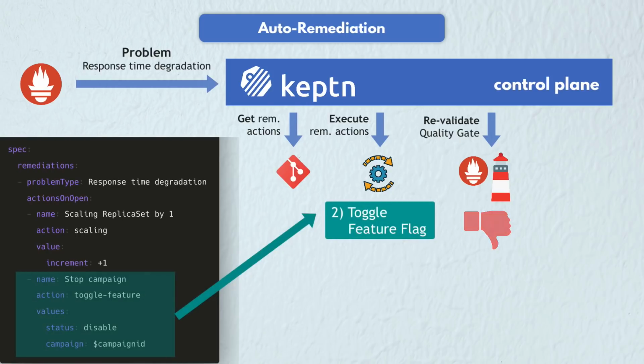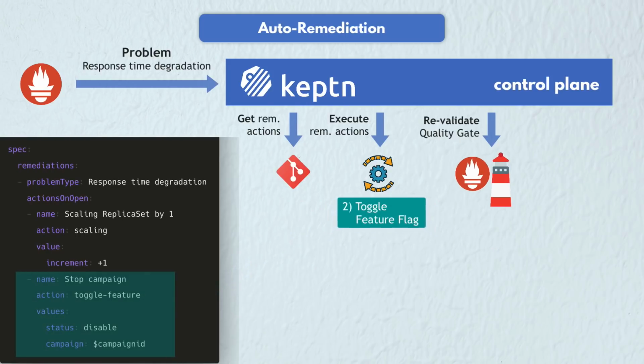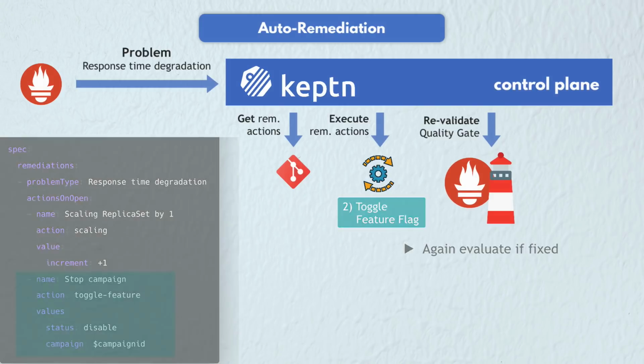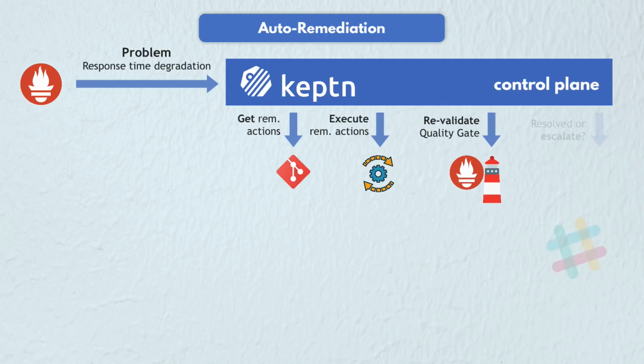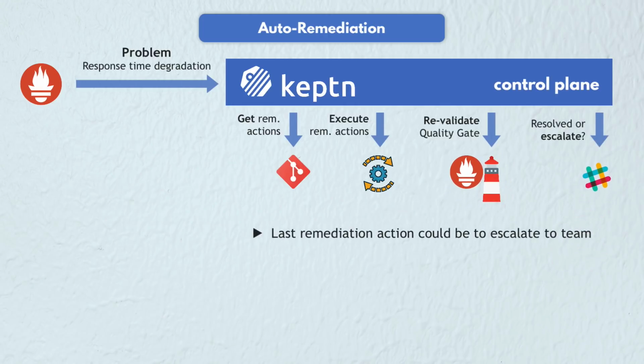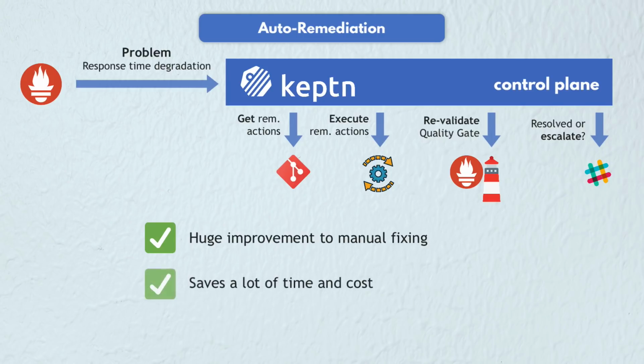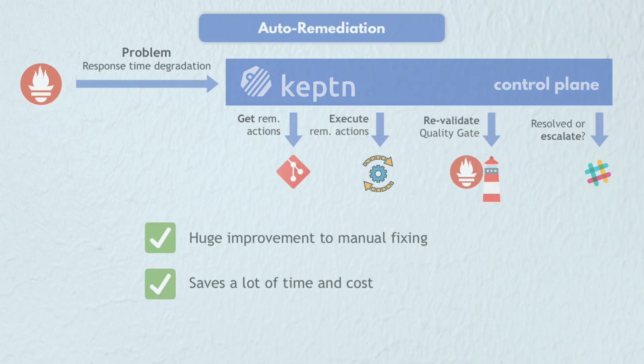For example, the next step could be to remove the feature flag. And again, Keptn will do the evaluation to see if this action fixed the issue. If the remedy sequence didn't fix the issue, it can then escalate it to the team and then someone can intervene manually. But as you can imagine, you could cover already a lot of error fixing scenarios with these automated remediation steps without needing a human intervention, which is obviously a huge improvement of operations.